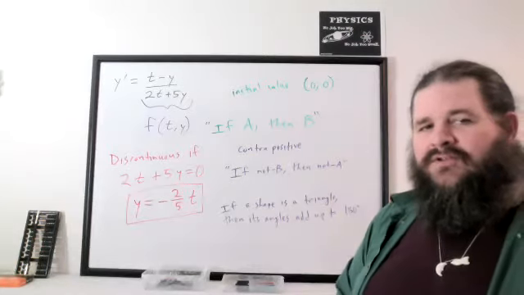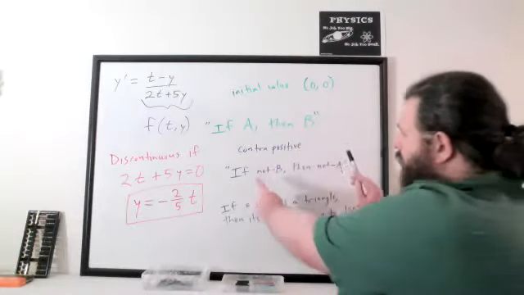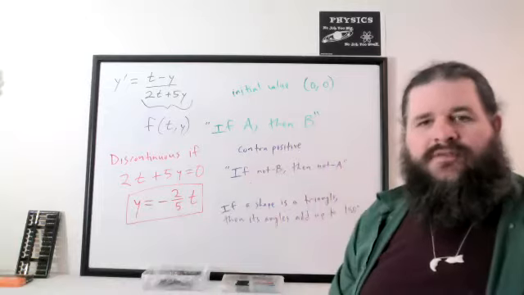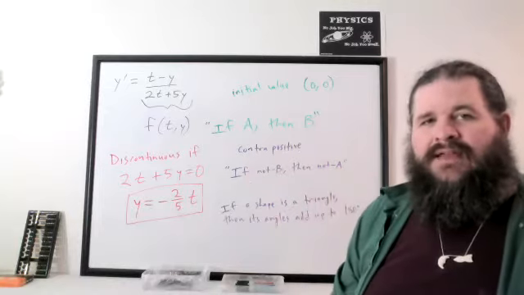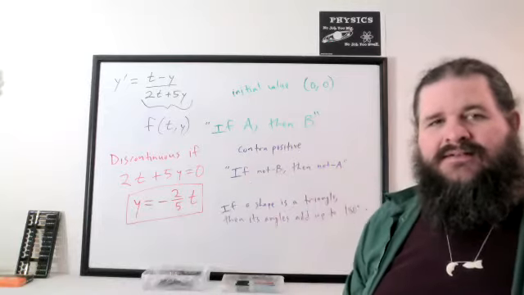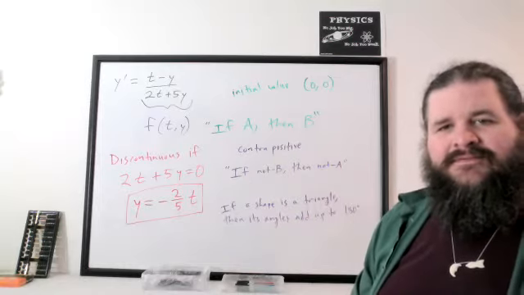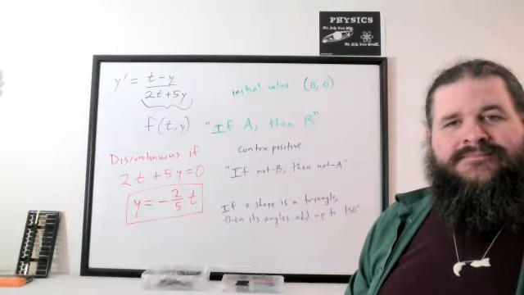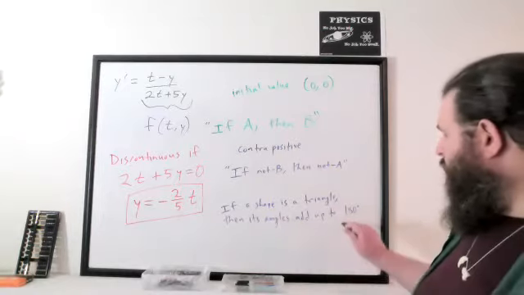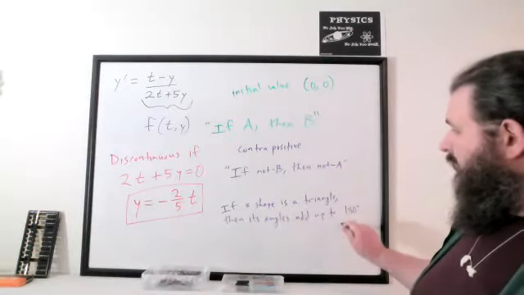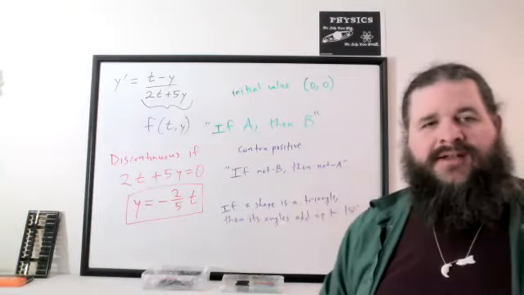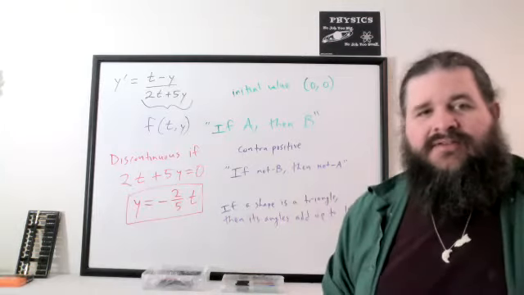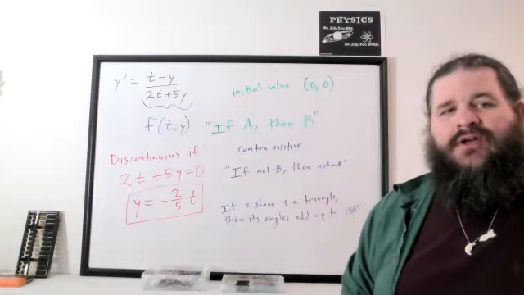That's not quite the contrapositive, because the contrapositive also involves reversing the order. So if you make all of these not and then reverse the order, what would you get? If its angles do not add up to 180 degrees, then the shape is not a triangle. Exactly. That would be the contrapositive, and the contrapositive of a true statement is also a true statement.